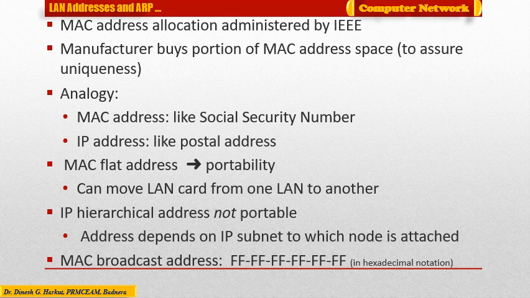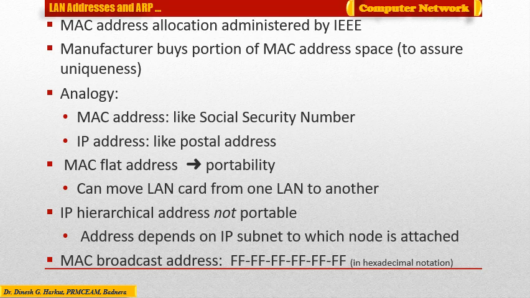An adapter's MAC address is analogous to a person's social security number, which also has a flat addressing structure, which does not change no matter where the person goes. The person's social security number remains the same irrespective of the location of that person. An IP address is analogous to a person's postal address, which is hierarchical in nature and must be changed whenever a person moves from one location to another.